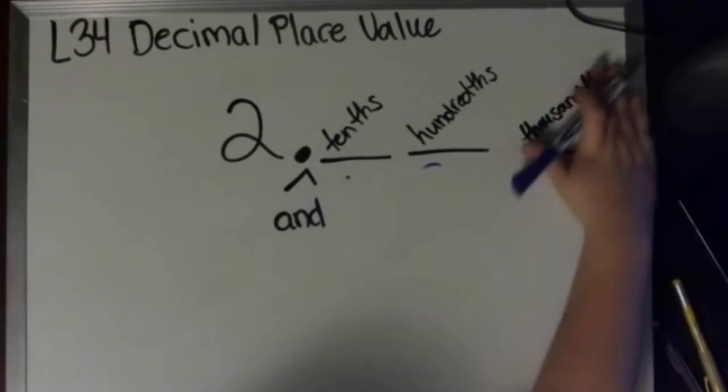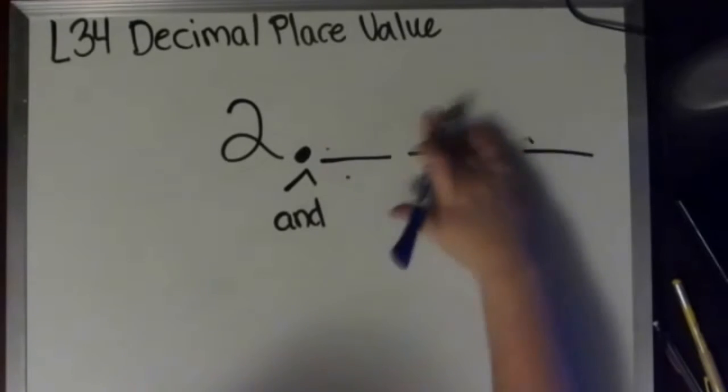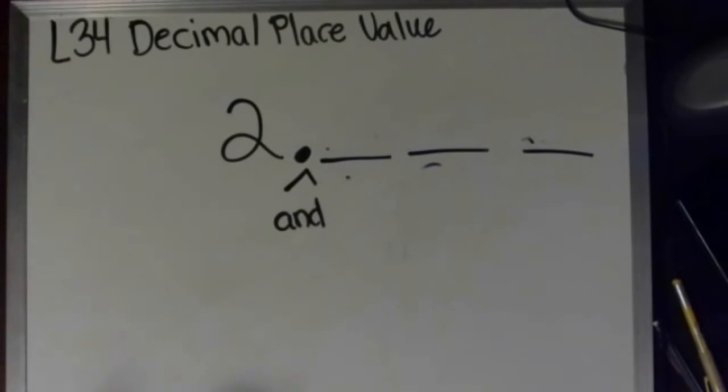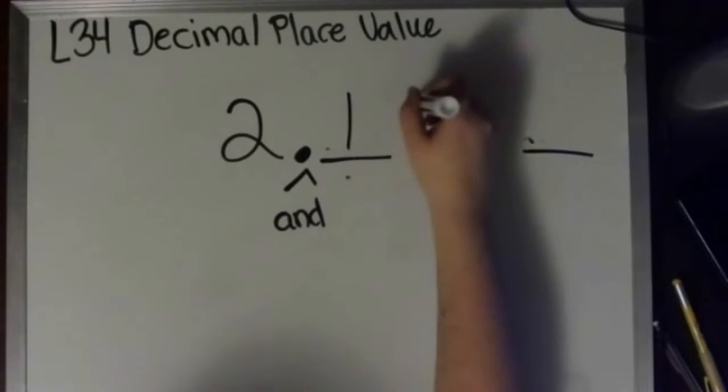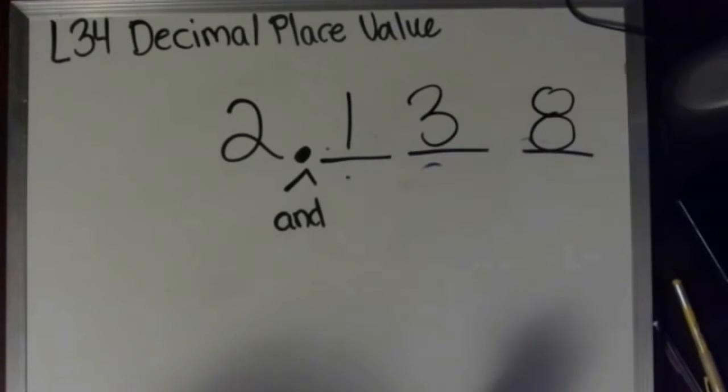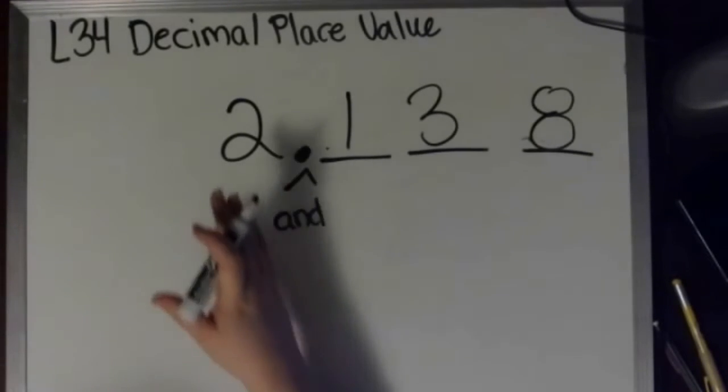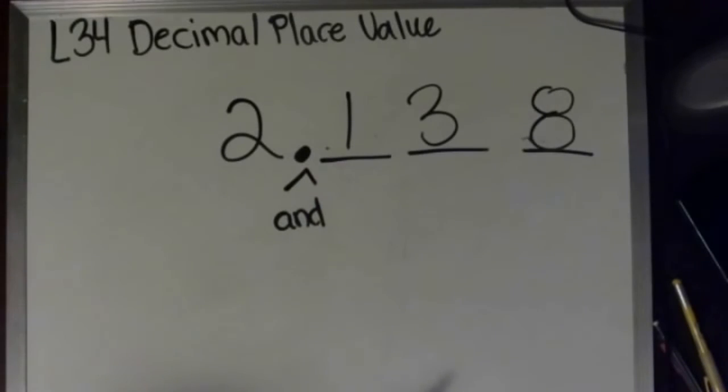Okay, so let's take a look at this. If you have the number, and I ask you, what place value is the 8 in? Well, the 8 is in the thousandths column. Remember that at the end, that kind of makes it sound like a snake. That is the difference between thousand and thousandths. So this number is said 2 and 138 thousandths.